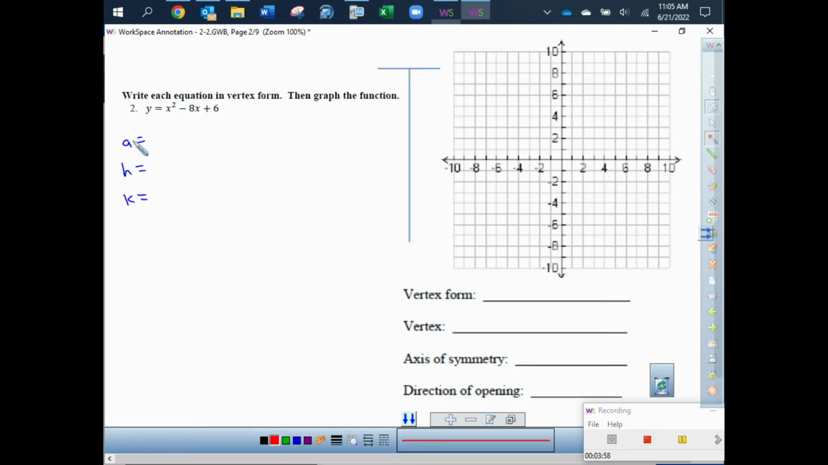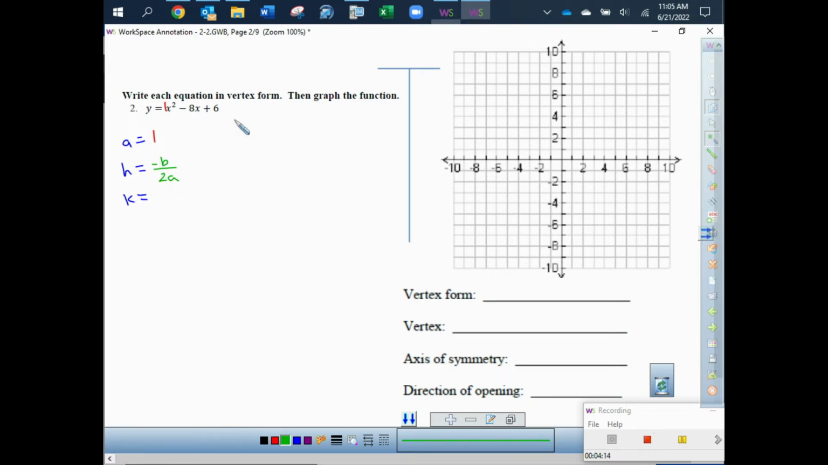How did we find A again? We stole it right here. This is the A value. This is the B value. This is the C value. We're stealing A. A is 1. H is the fancy way of saying, that's the x value of the vertex.